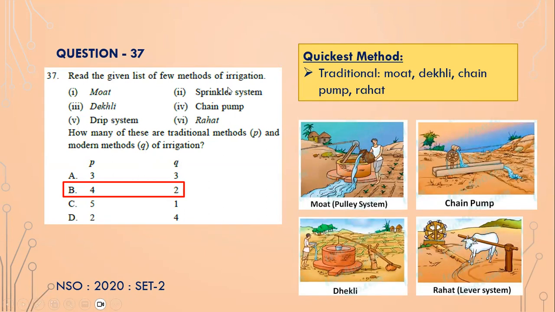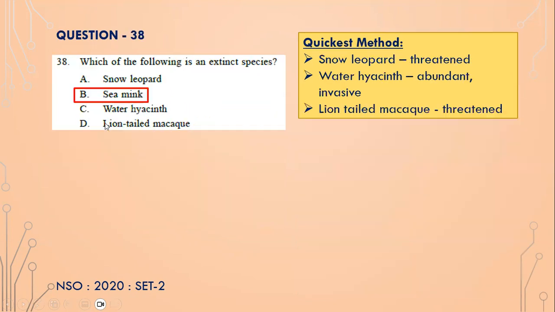You must have seen sprinkler systems on the lawns. And drip systems, you must have seen long pipes having small holes so as to aid in drip irrigation.